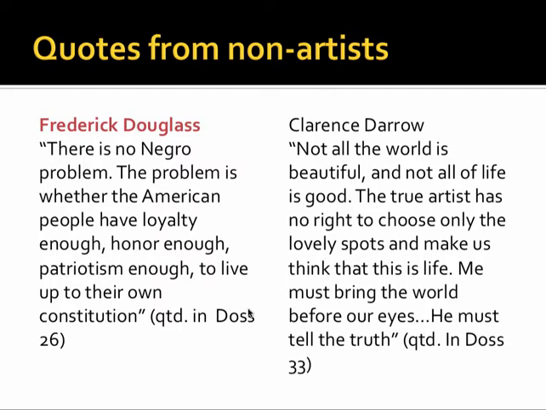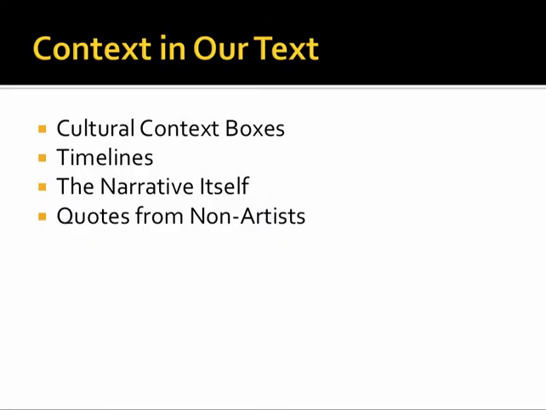So once again, just to highlight what we've discussed, we've got four ways that Doss looks at context in the text: context boxes, timelines, the narrative itself, and quotes from non-artists. Please pay close attention to these as you read the materials presented this week and in other weeks, and as you prepare for our quizzes.